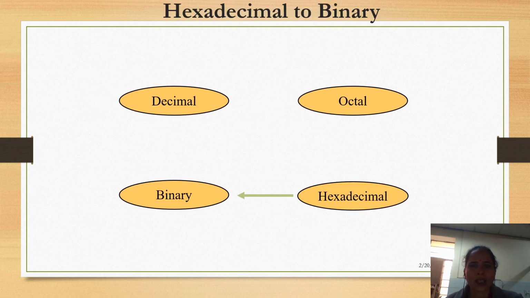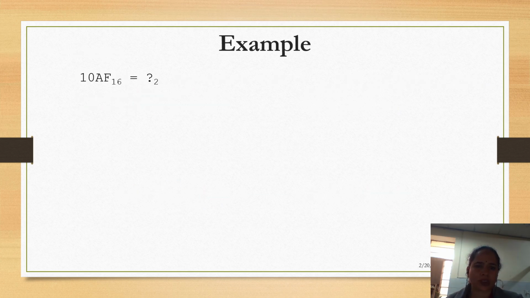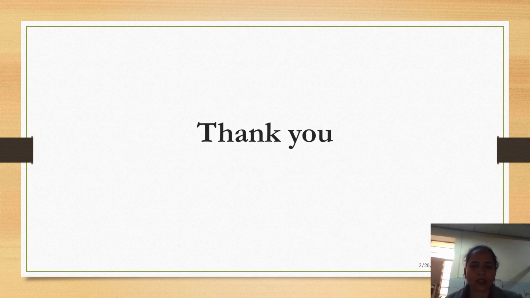So easy. Hexadecimal to binary. Now take the 4-bit equivalent binary representation. This is the number. We just take the representation of F in 4 bits. So the 4-bit representation of F is this one, the 4-bit representation of A is this one, 0 is this one, and 1 is this one. And this is the final answer.